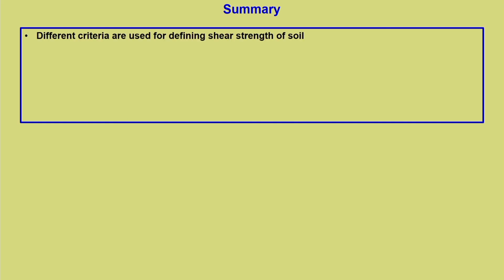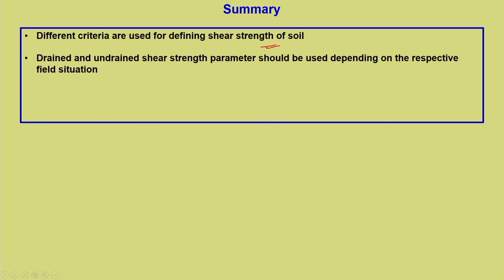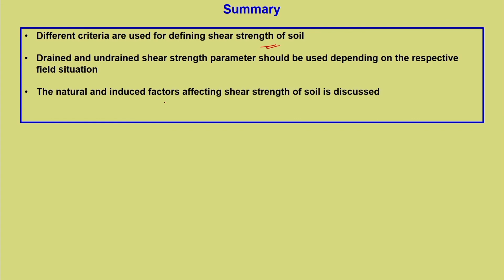Let us summarize what we have seen in today's lecture. Different criteria that are used for defining the shear strength of the soil are discussed. Drained and undrained shear strength parameters should be used depending on the respective field condition. That also we have discussed briefly. The natural and induced factors affecting soil shear strength are discussed, and the limitations of the triaxial test are listed. That is all with this particular module.